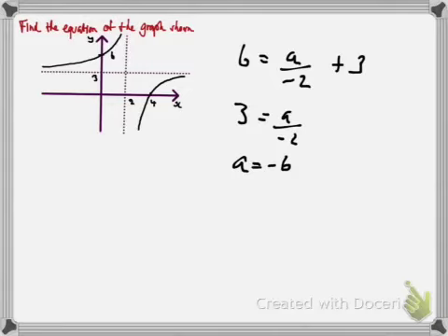So as we predicted, because the graph's reflected, a has been a negative number. So our graph will be y equals negative 6 on x minus 2 plus 3. How's that?